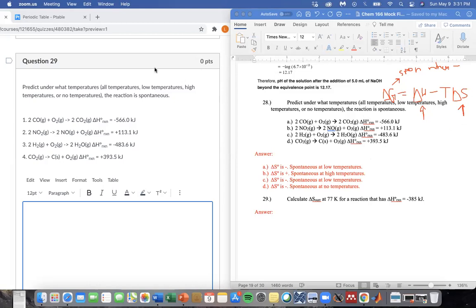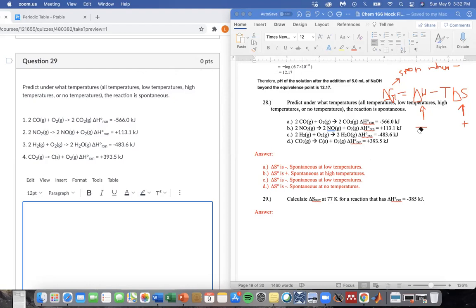For the second one, our delta H is positive, but we're going from 2 moles of gas to 3 moles of gas, so our delta S is positive. And so we need to make this term really large in order to cancel out the positive value from delta H and make this all negative to make it spontaneous. So it'll be spontaneous at high temperatures.